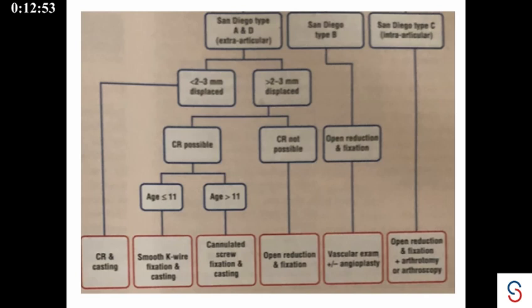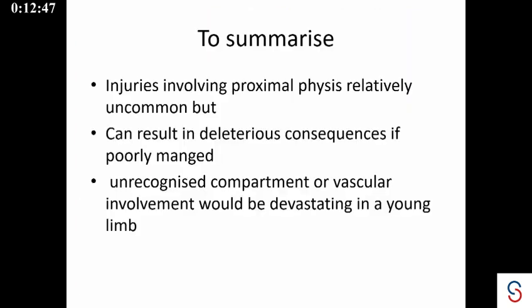So this is just an algorithm we mentioned, but we have to be very pertinent with our neurovascular examination in these cases. And to summarize, these injuries involving the proximal physis are relatively uncommon, but can result in deleterious consequences if poorly managed. Unrecognized compartment syndrome or vascular involvement would be devastating for a young limb. So this is open for questions now.